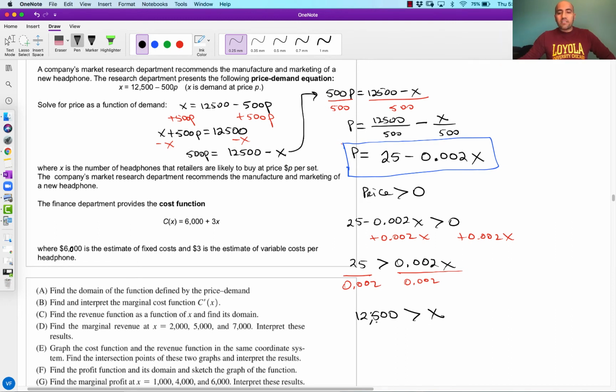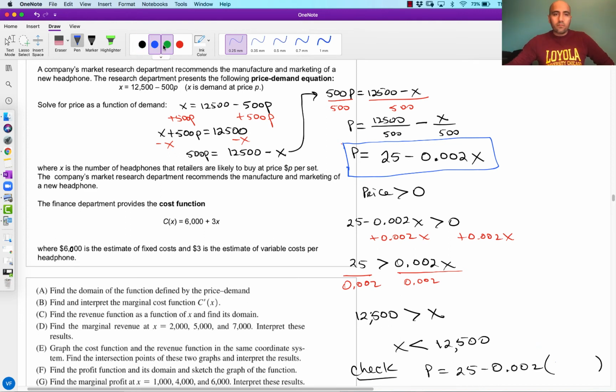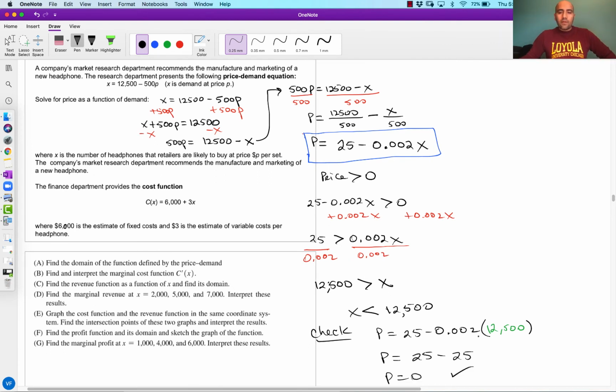So this is indicating that x must be less than 12,500. I'm just going to flip those around, so this becomes x is less than 12,500. Let's check it. Note that if we let x equal 12,500 in this equation, then we see that this turns into exactly 0. And if we go beyond that, then we're going to head into the negatives, right? Because if we let the input value be larger than 12,500, this value would be even larger than 25, which means we go into the negatives. So we're confirming that it's equal to that.